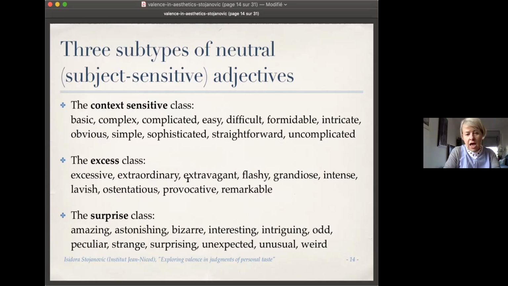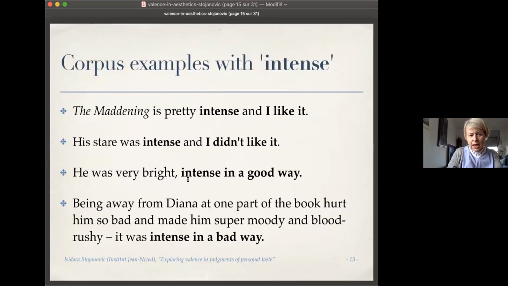So lots of those adjectives really are one of the bigger chunks of aesthetic discourse. So, going back now to the tests, I'm just going to give you 2 examples with the adjectives intense and strange, where we see that they pass those tests, which makes them neutral adjectives. And again, the examples are from corpus search.